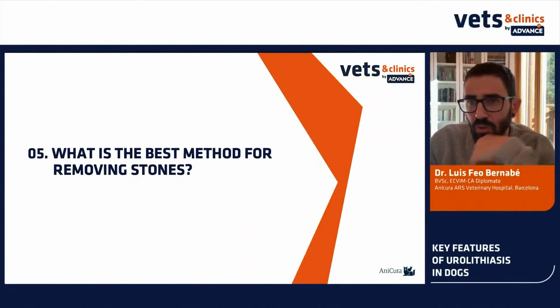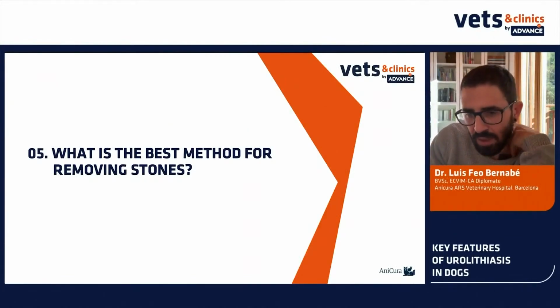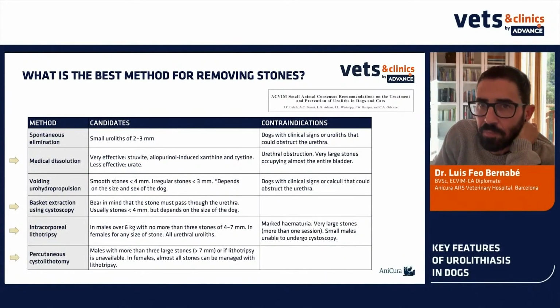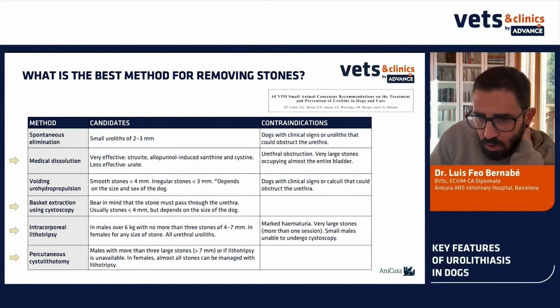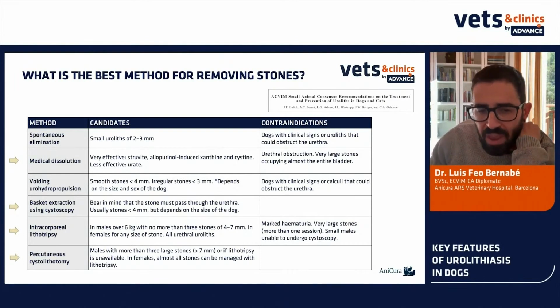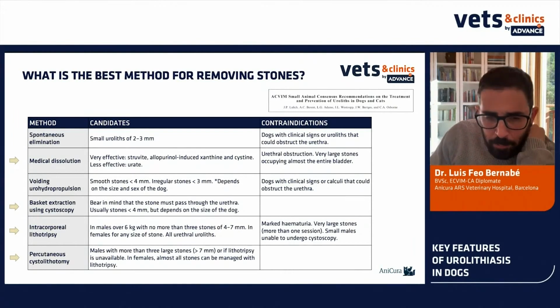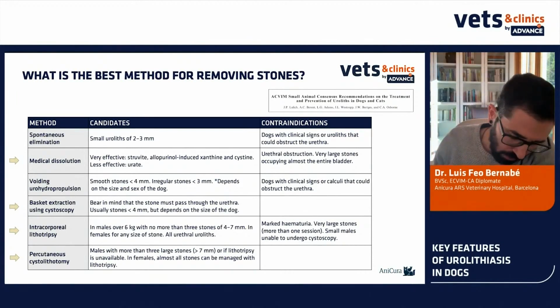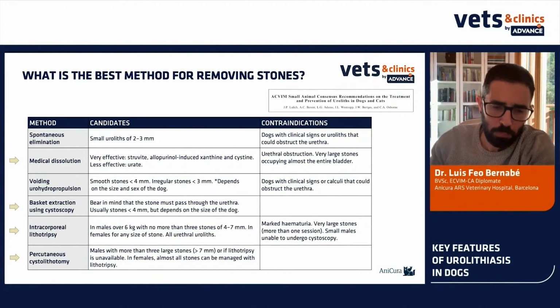So I encourage everyone to read this ACVIM small animal consensus you can see on the screen. It's free online, so you can check. It's very, very good because they have all these different recommendations based on the different types of urolith and also all the different options that you have. But I think when we have a stone or urolith, we have different options.